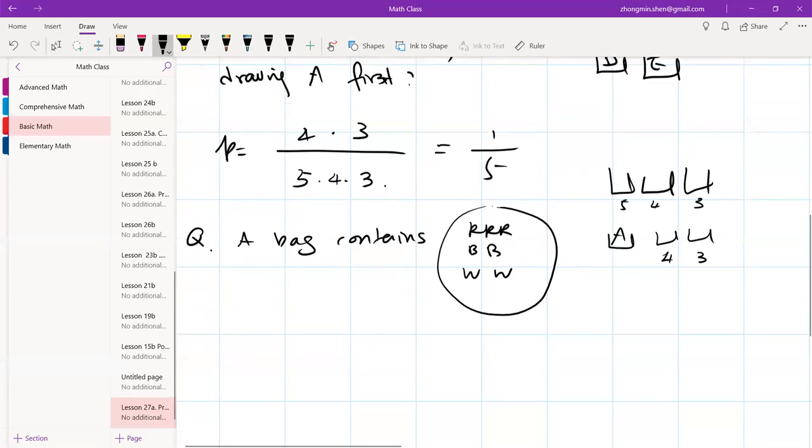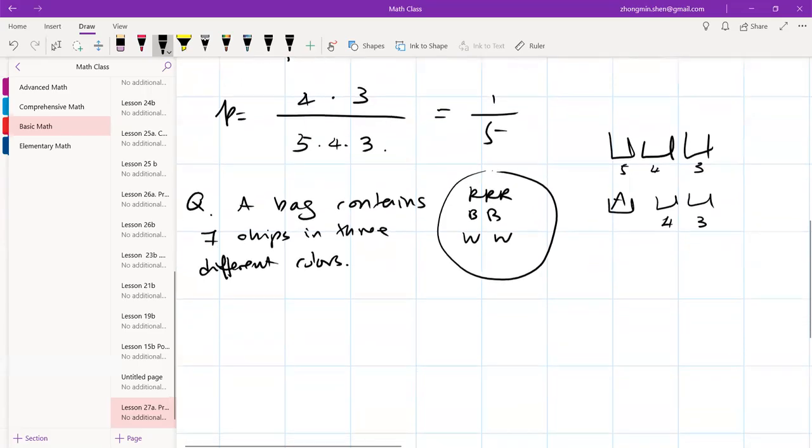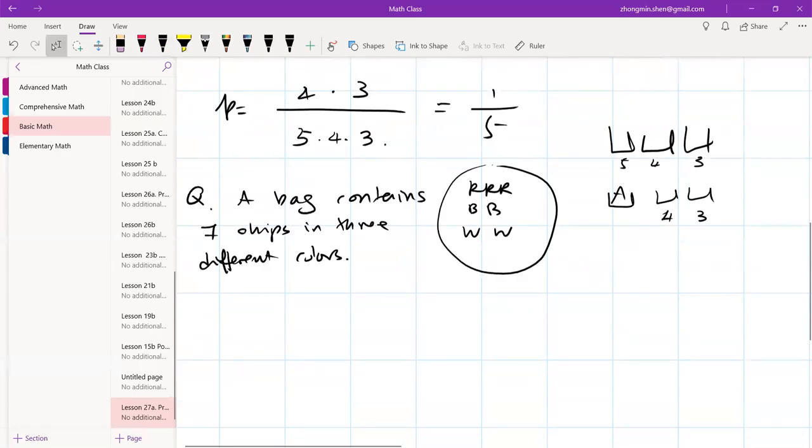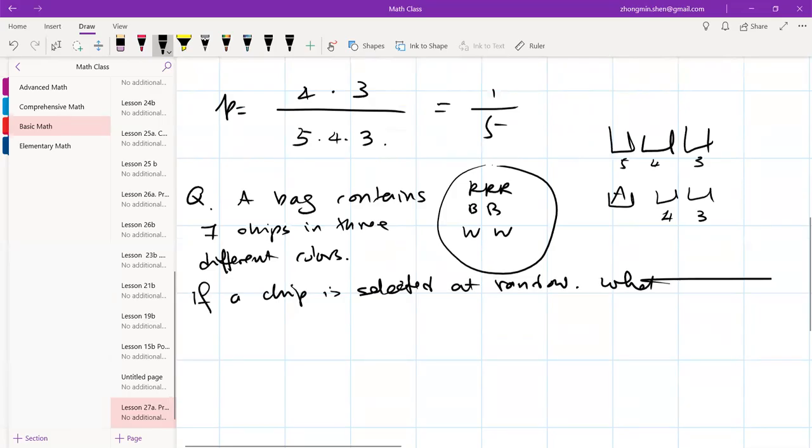1, 2, 3, 4, 5, you know, 7, okay? 7 chips in 3 different colors. So if a chip is selected at random, what is the probability that the chip is red or blue? Red or blue, okay? I will ask you to think about this. What is the probability?